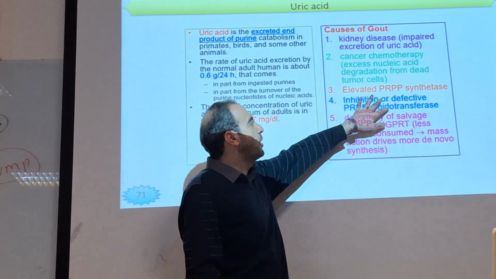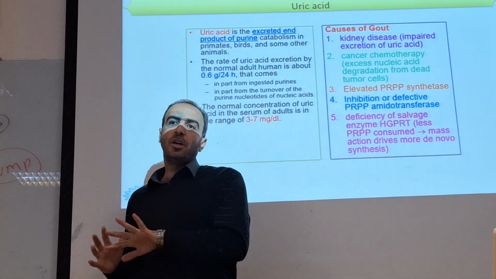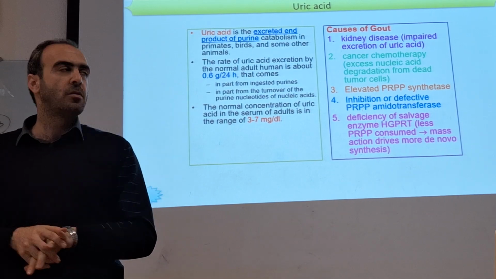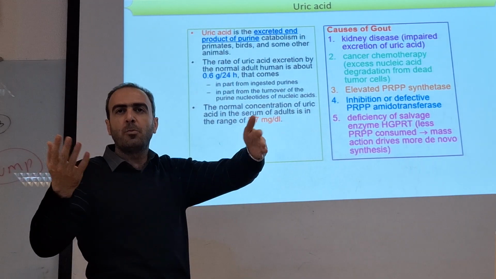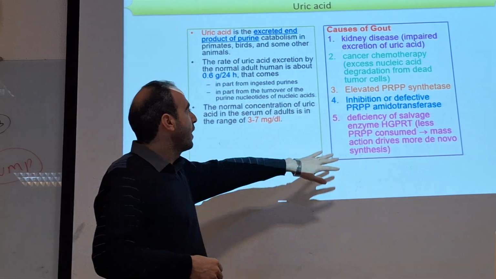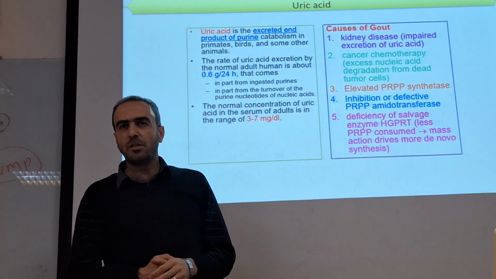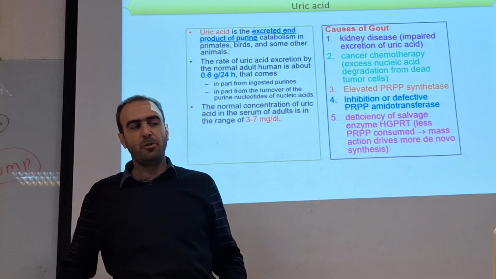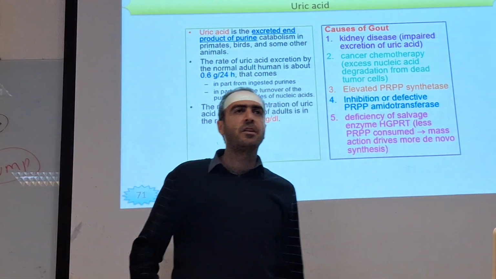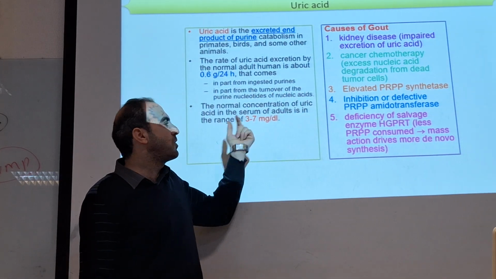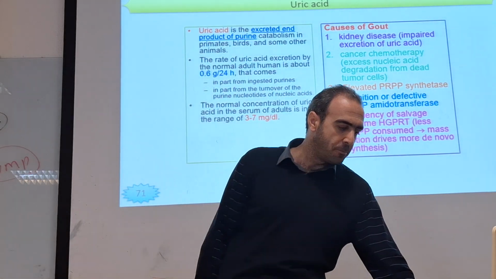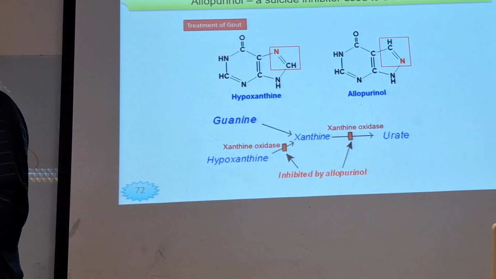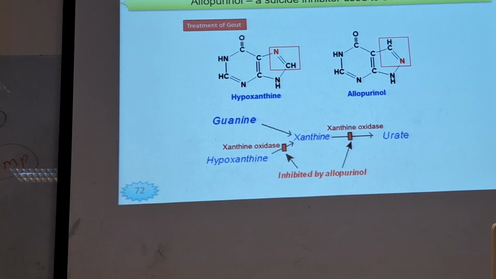So there is elevated PRPP synthetase, because PRPP is an inducer of purine production. Also we have increased production and increased catabolism. Deficiency of the salvage pathway, HGPRT. Also because we have a deficiency of salvage, they are going to uric acid production. The normal concentration of uric acid is between 3 to 7 or 8 milligrams per deciliter, and a higher amount leads to hyperuricemia, or uric acid increase in the blood.